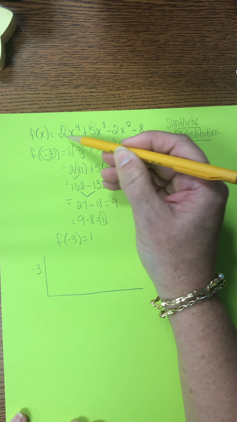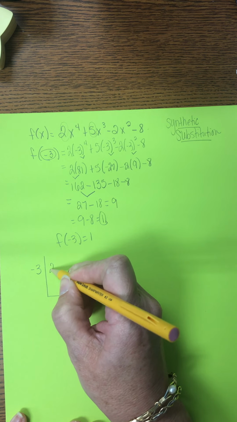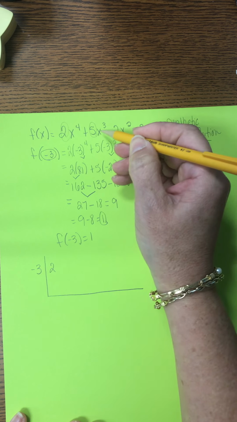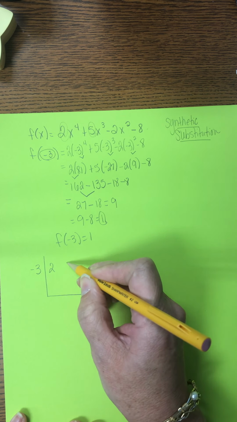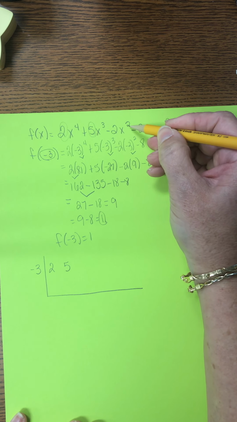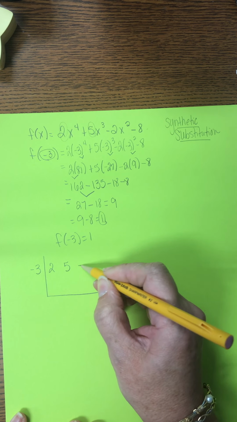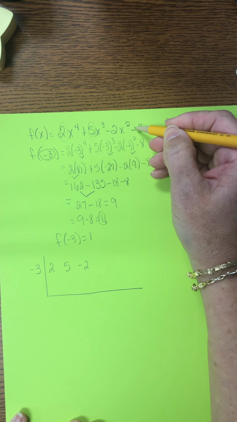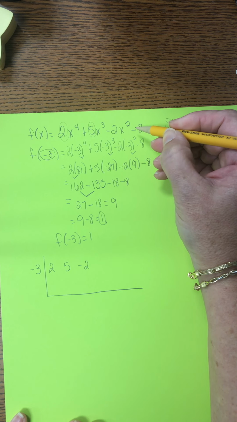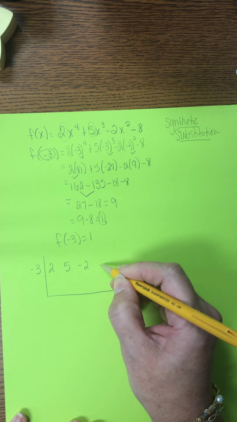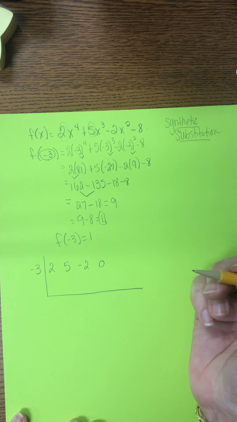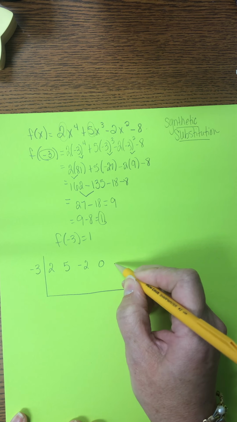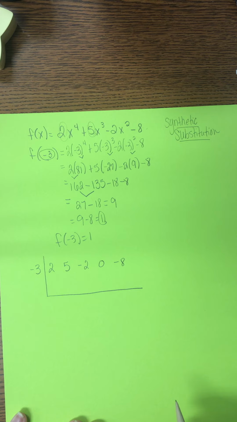So this being a degree 4, I'll take its coefficient of 2. Then I'll go to my 3rd power, which is a positive 5. Then I'll go to my 2nd power, which is a negative 2. Then I'll go to my 1st power. Well, I don't have a 1st power, but it has to be accounted for, so I'll put a 0 there as a placeholder. And then finally, my constant term is negative 8.